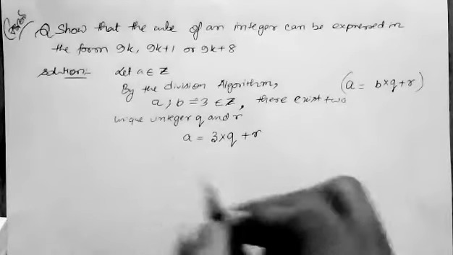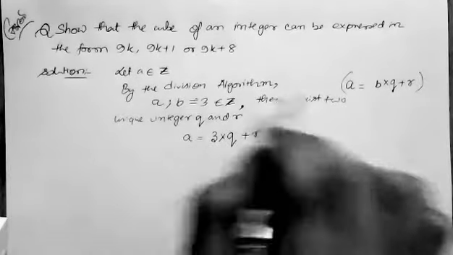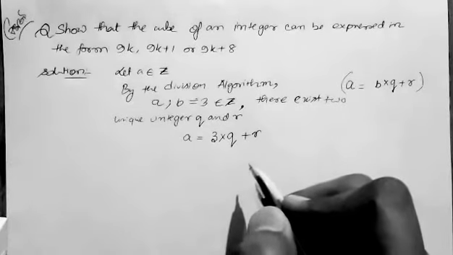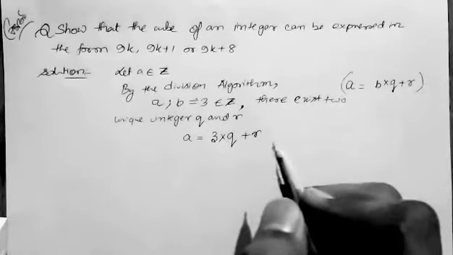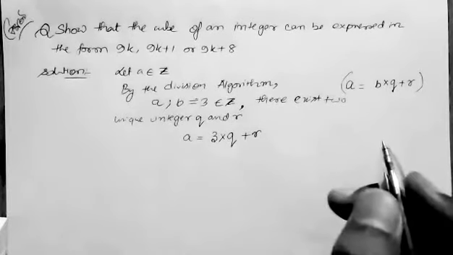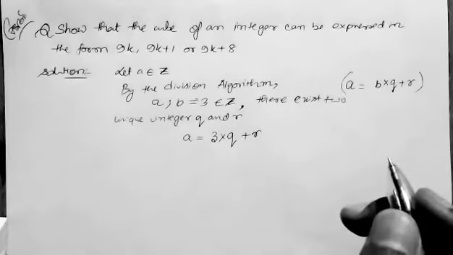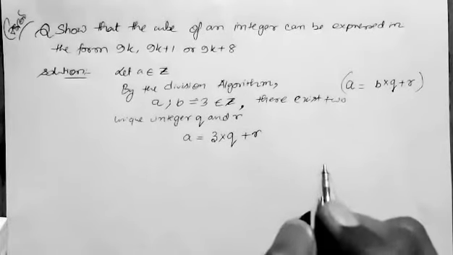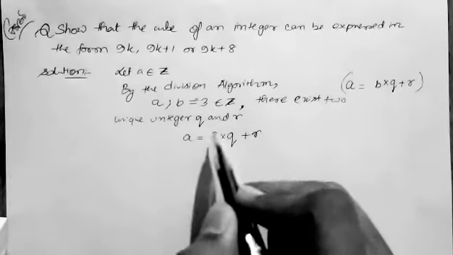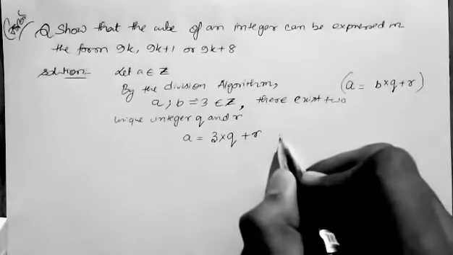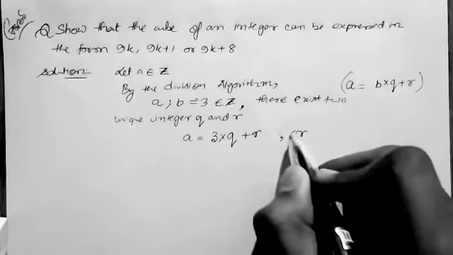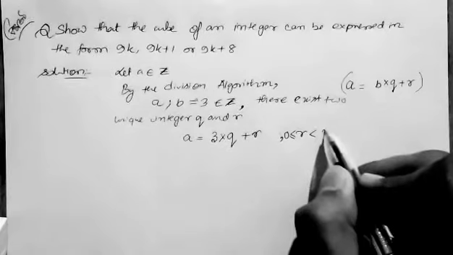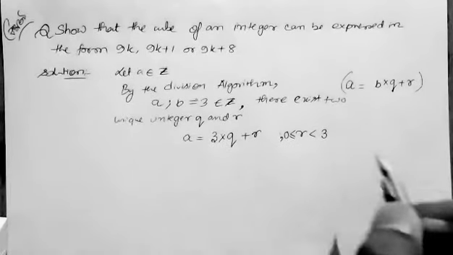Now if we consider this to be true according to the division algorithm theorem, then there should be some restrictions for r. The restriction on r was that it must be greater than or equal to 0, but always less than b. The value of b here is 3. So the restriction for r will be r is greater than or equal to 0, but less than 3, okay?